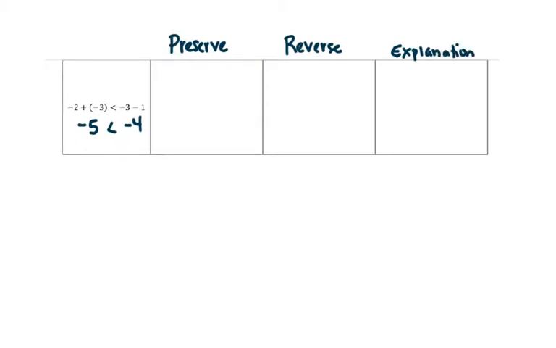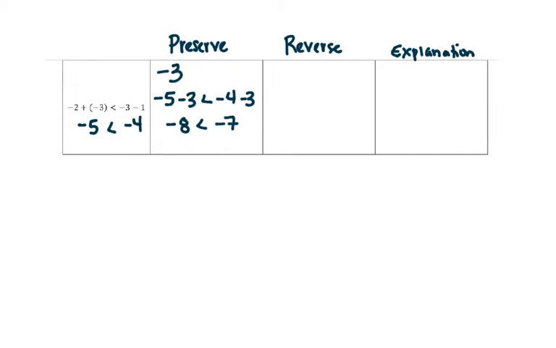Okay, so for this one, when I'm trying to preserve it, I'm going to subtract 3 from both sides. So now I have negative 5 minus 3 is less than negative 4 minus 3. So over here I can say negative 8, because negative 5 minus 3 is negative 8, is less than negative 7, because negative 4 minus 3 is negative 7. So I preserved that inequality symbol. I didn't need to change it at all.